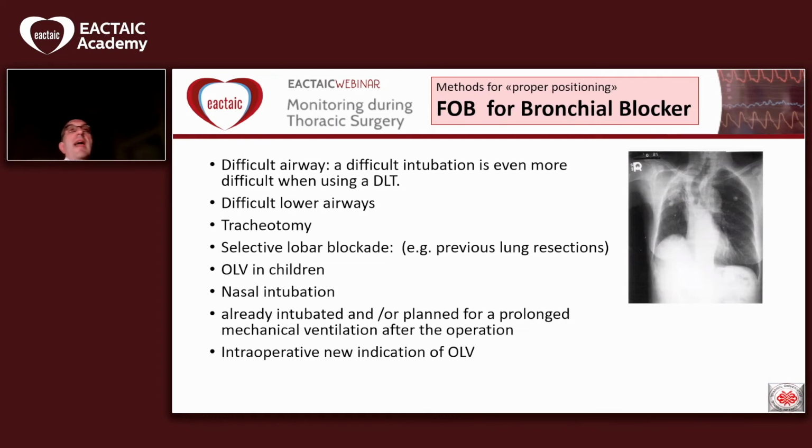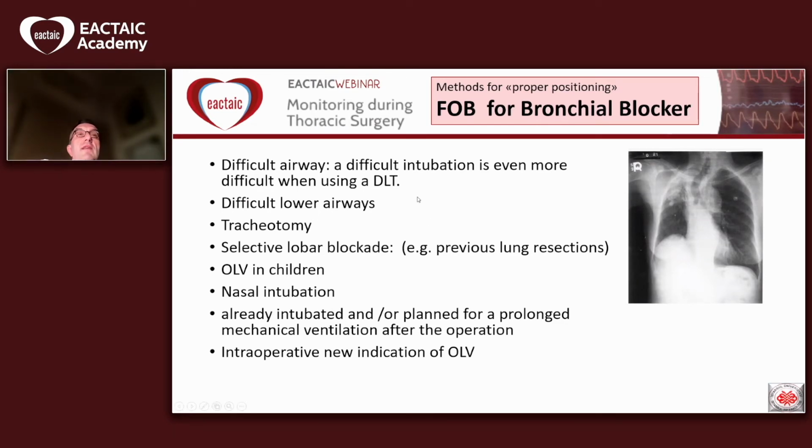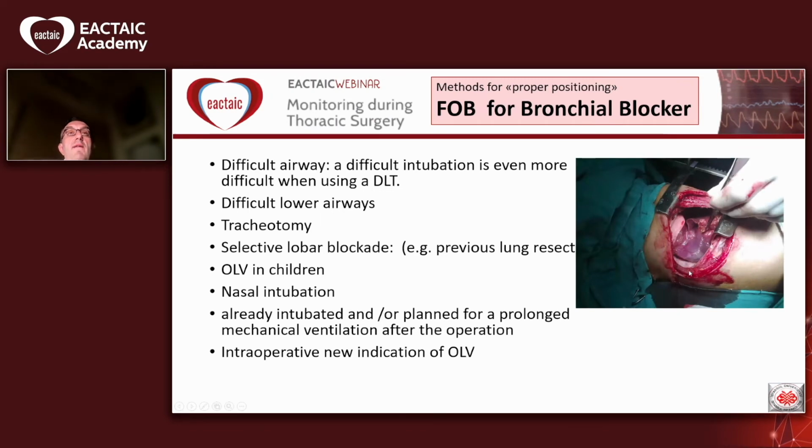There are actually cases where a bronchial blocker would be indicated. In a difficult airway, if you have a difficult intubation, this will be even more difficult if you use a tough, hard and thick double-lumen tube. If you have a difficult lower airway, like it is here in this case, it will be again very problematic to use a double-lumen tube. If you want to have a selective lobar blockade, this was a patient with a hydatid cyst of the chest, you would like to have a selective lobar blockade. You can here see the ventilation of the upper lobe.